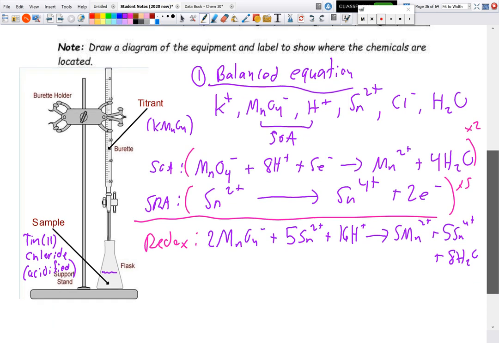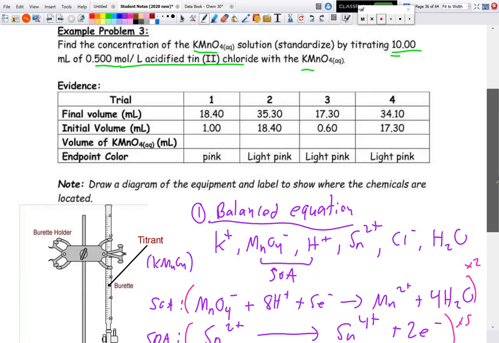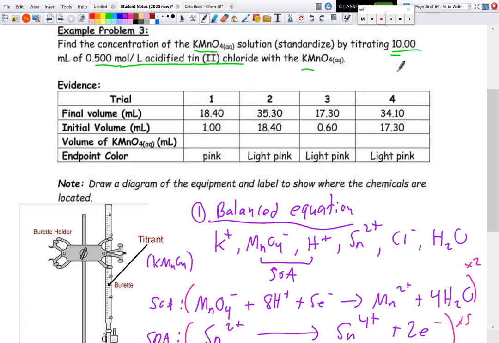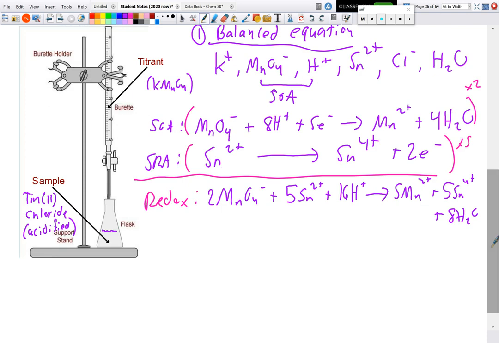And of course, from here, we can highlight our given and our wanted. How we figure that out is we figure out what we have more information for. Up here, we have titrating 10 milliliters of 0.5 moles per liter acidified tin 2 chloride, so obviously it's our given. But it's also saying find the concentration of KMnO4, so we know just from reading the question, this is going to be our wanted, and this is our given.